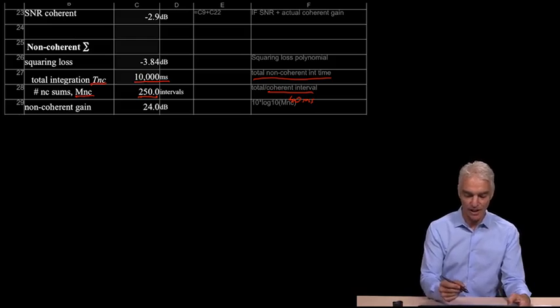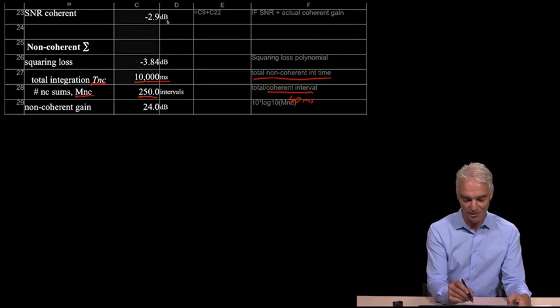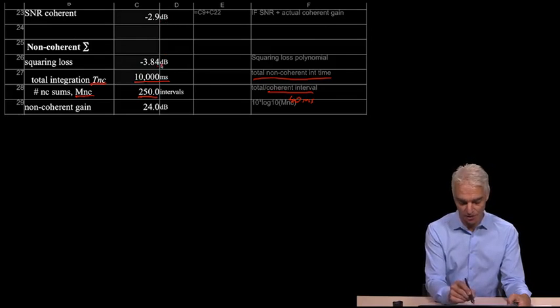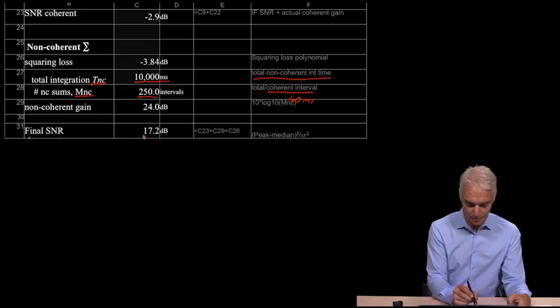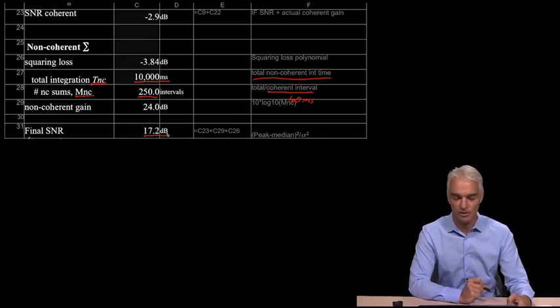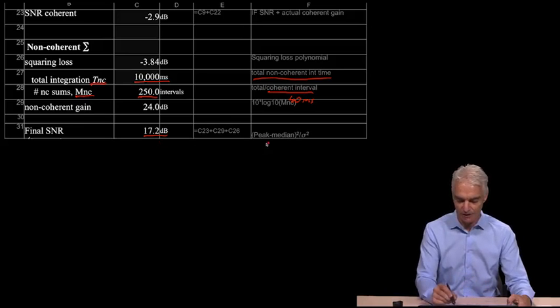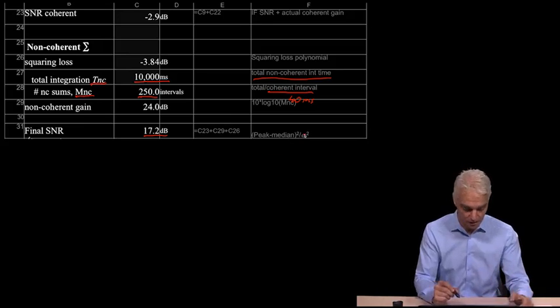Now we can add everything up, and you can see how we're going to win, because we were at about minus 3, and then we had a further minus 3.8 of loss from squaring, so that was about minus 6, but now we've got this big strong gain of 24 dB. And so we add everything up, and voila, we've got a good positive number, 17 dB final SNR. Remember, that's the dB value of the height of the peak above the median noise divided by the standard deviation of the noise, all squared.